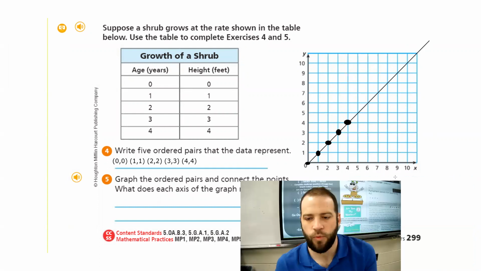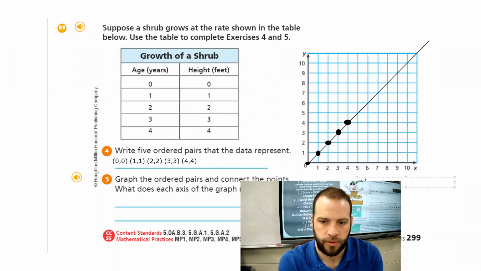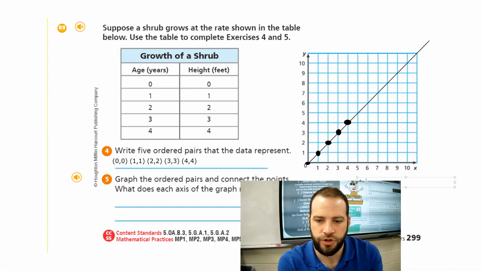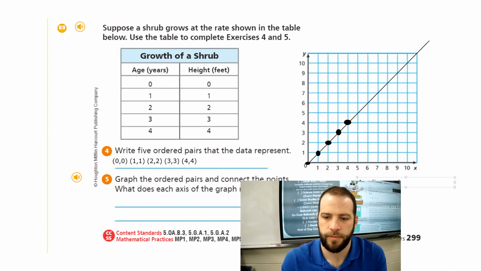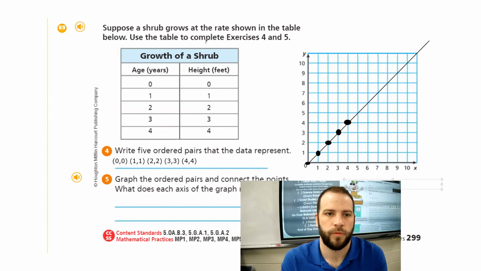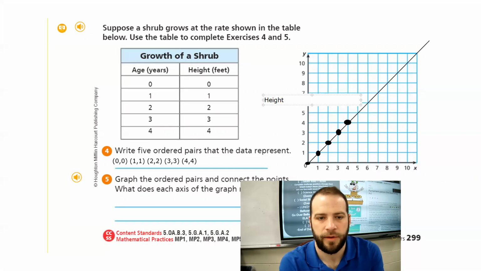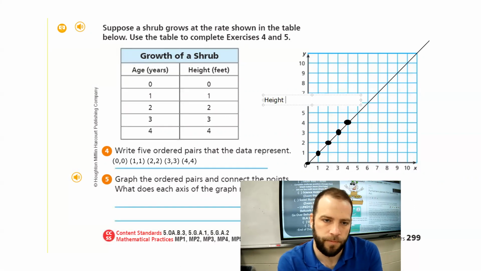So it says, what does each axis of the graph represent? Well, what does the x represent? What's the first number represent? Age in years, right? And then what is the y? What does the y represent? The y represents the height of the shrub in feet.